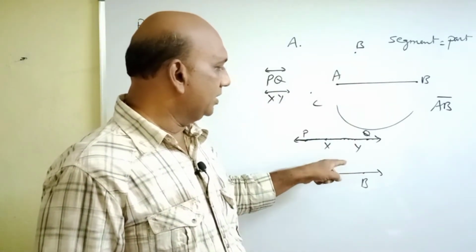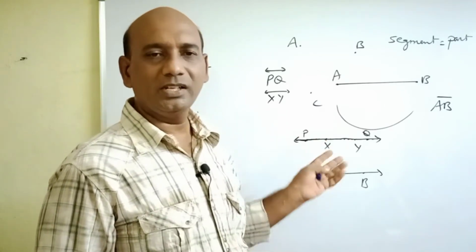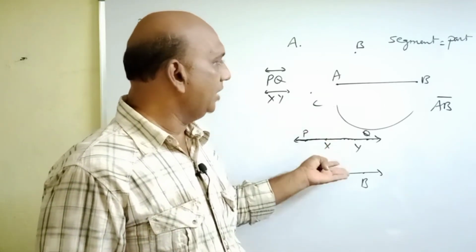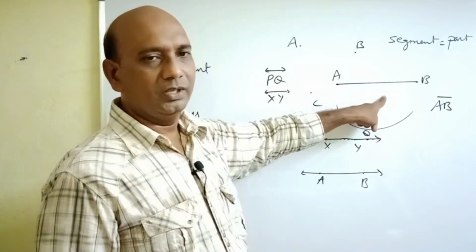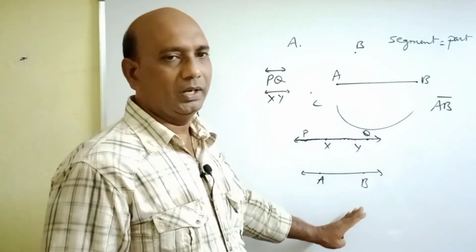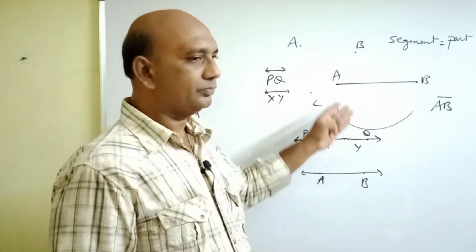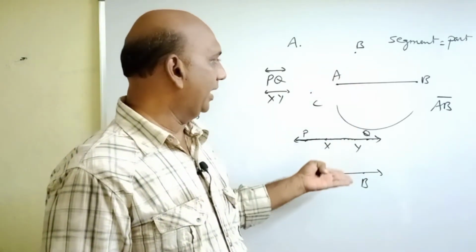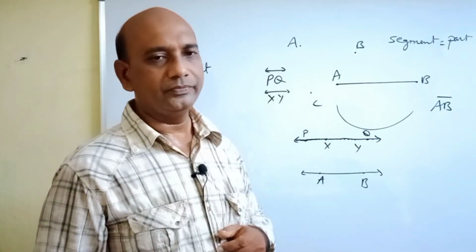A line does not have any endpoint. It extends indefinitely on both sides. But a part of a line has two endpoints. So a line segment has two endpoints. A line segment is the part of a line. So this is a line segment, and line, and points.